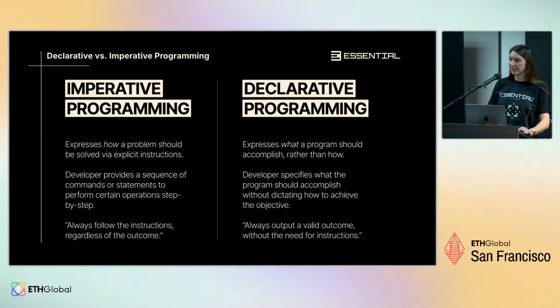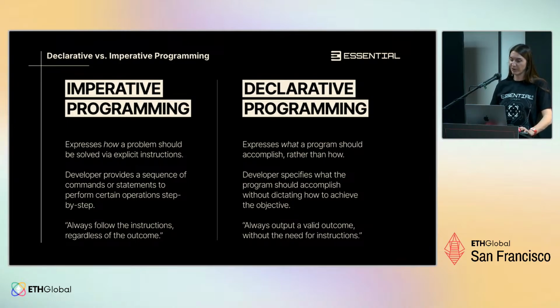In computer science, I'm sure most of you are devs, so you'll know the basics of these two paradigms. Imperative programming paradigms describe how a problem should be solved using explicit instructions. The developer outlines instructions in an algorithmic, step-by-step execution format, and the priority is to follow the instructions regardless of the outcome.